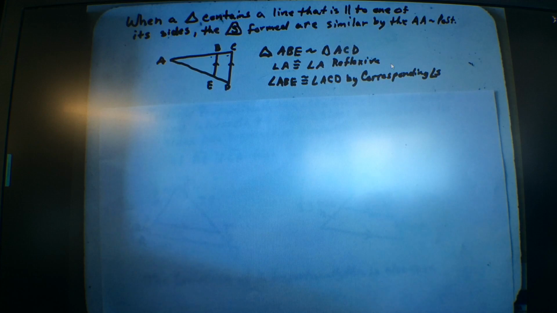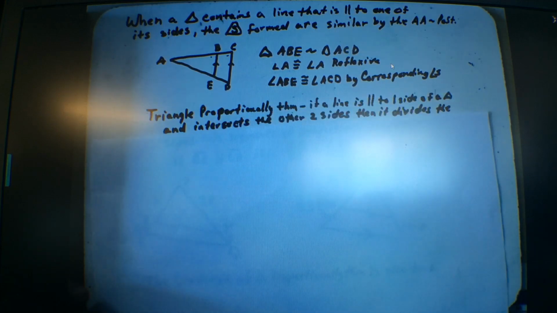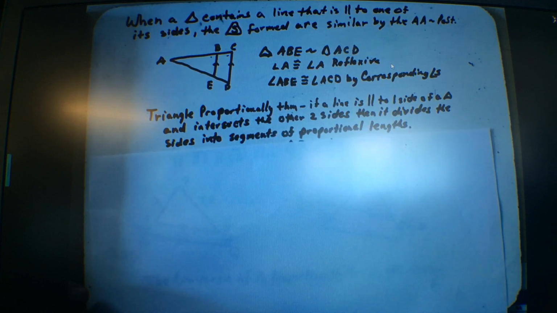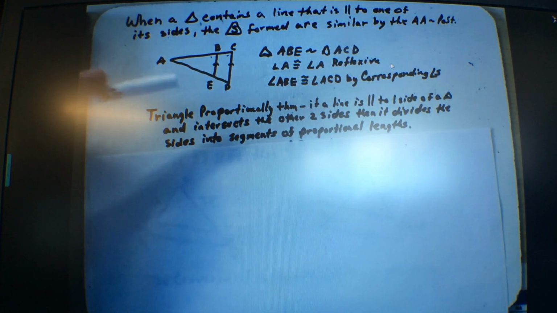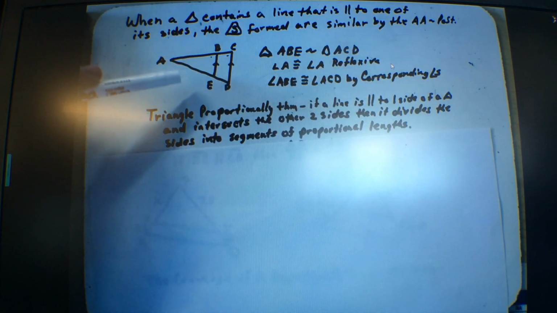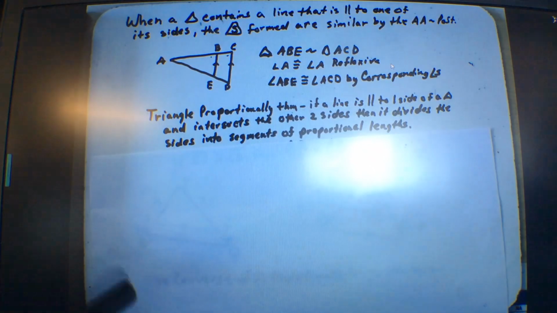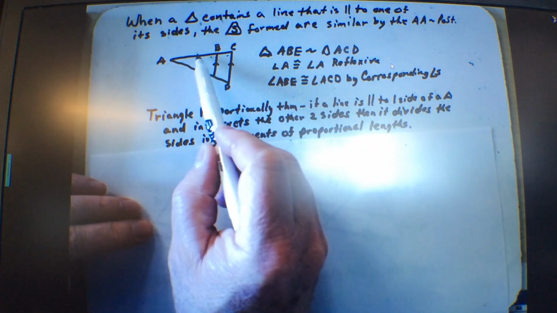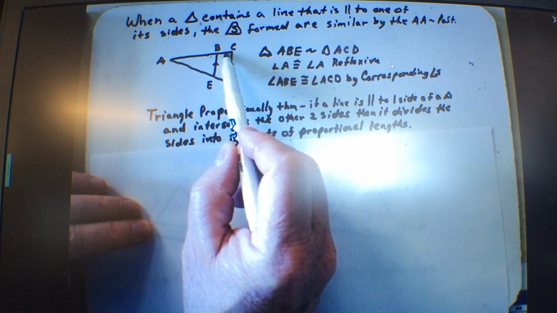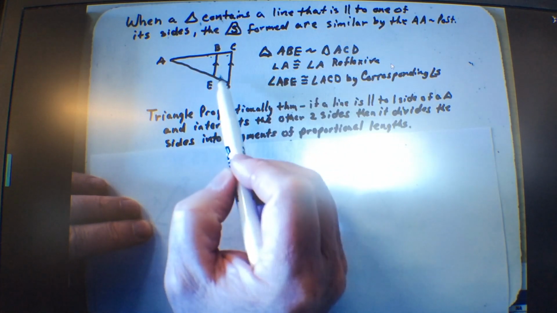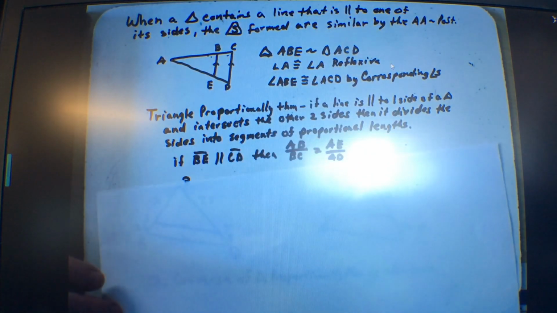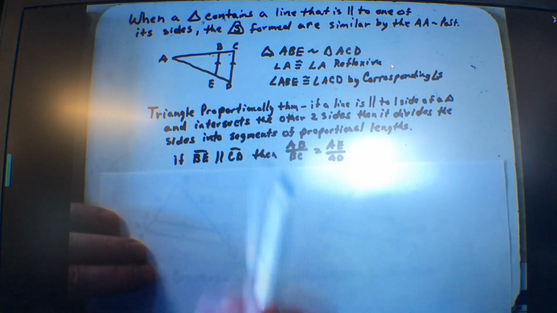Now, because the two triangles are similar, we can actually say we have what we call the triangle proportionality theorem. It says if a line is parallel to the side of a triangle and it intersects the other two sides, which we have, then it divides the sides into segments of proportional length. So what we're saying is that this length over this length is equal to this length over this length. And I have a picture for saying this.